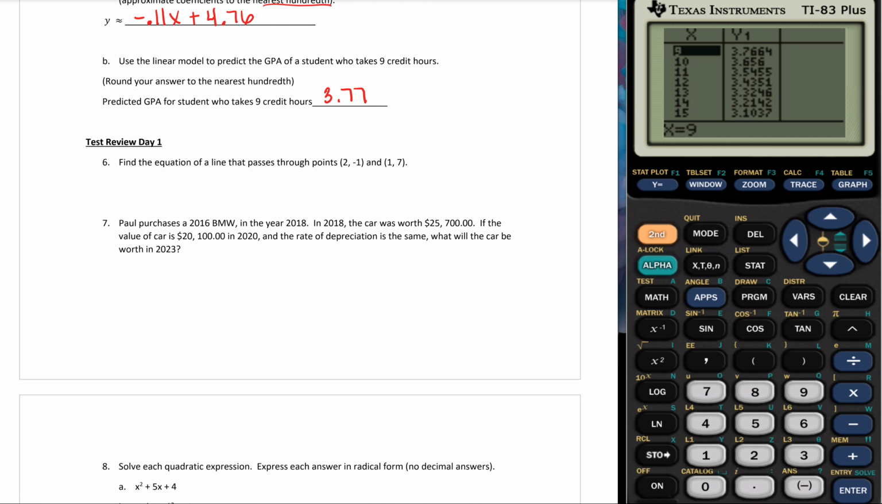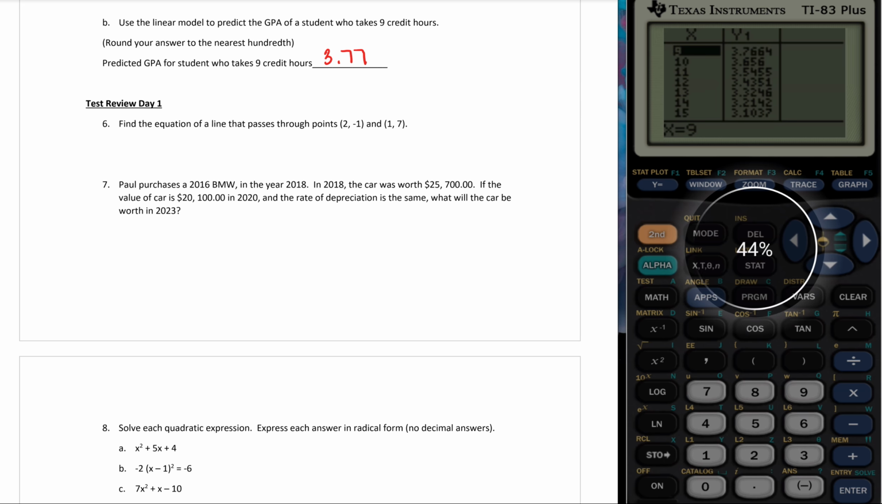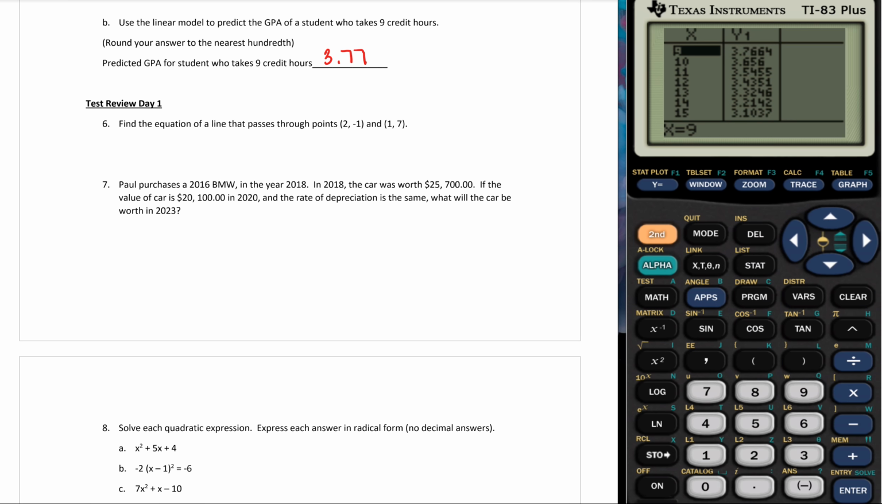Okay. Question 6 was going to start our test review for day 1. Again, this is a review. It's things that you should already know how to do, but they're a little bit more complex and incorporate a few extra things. Okay, it says find the equation of the line that passes through the points (2, -1) and (1, 7). Well, we already know the first thing that we're going to do is we're going to have to find our m.